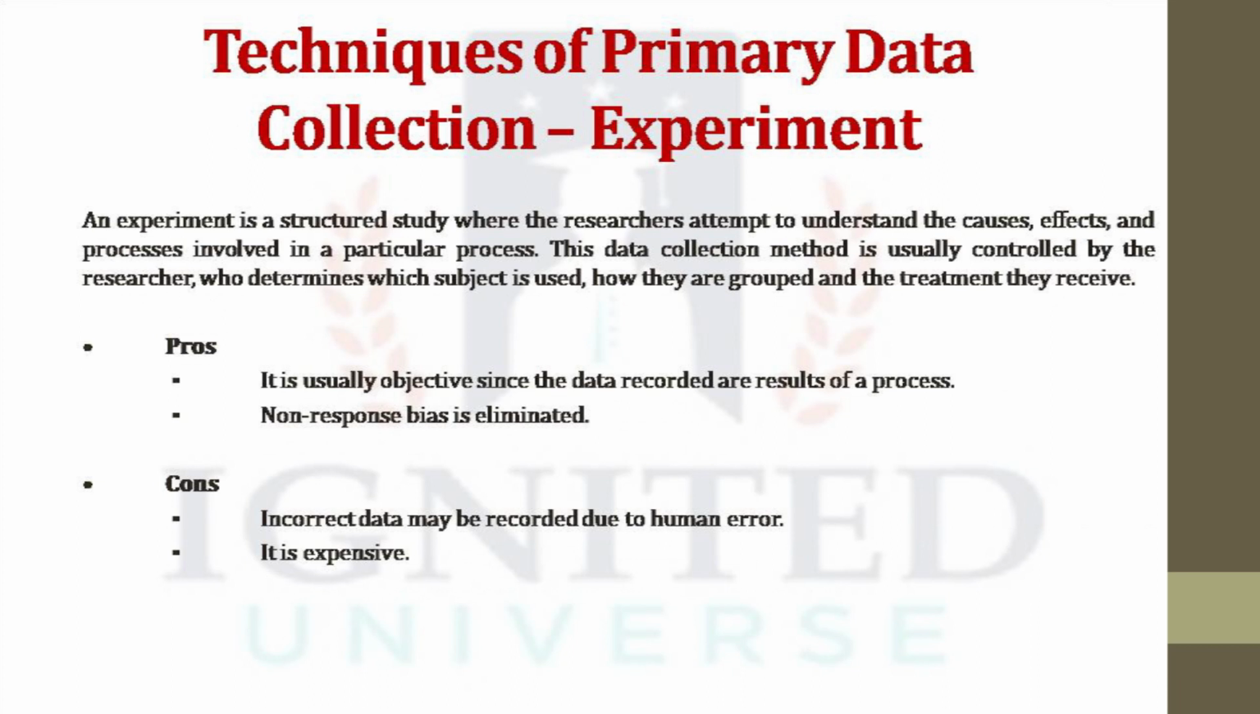Then, in an experiment mode of primary data collection, the researcher attempts to understand the causes, effects, and processes involved in a particular process. An experiment is a structured way of collecting the primary data. This data collection method is usually controlled by the researcher, who determines which subject is used, how they are grouped, and the treatment they receive. So, it is usually objective since the data recorded are results of a process.